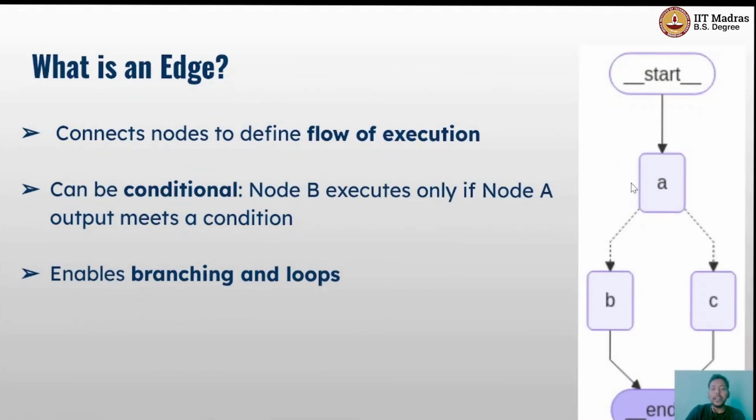Now let's see what an edge is. An edge simply defines the flow of execution in the graph. Here the lines connecting A and B, or B and end, are called edges. We have used two types of lines: one is a straight line, and one is a dashed line. The dashed lines represent the conditional edges. So here, node B will execute only if node A's output meets a condition. Because of this, you can create branches and also loops in the LangGraph.